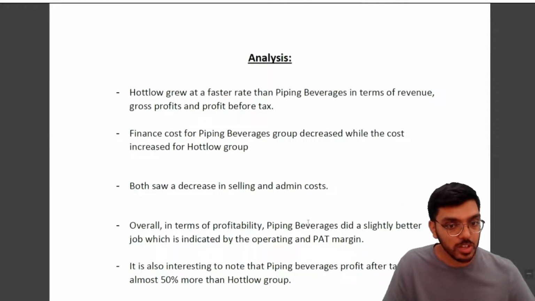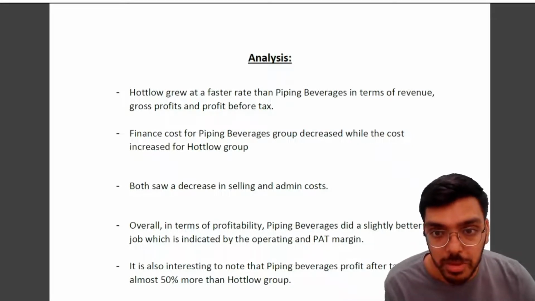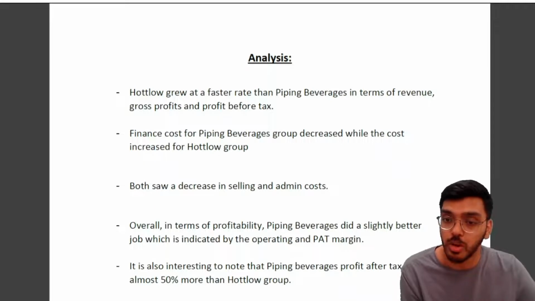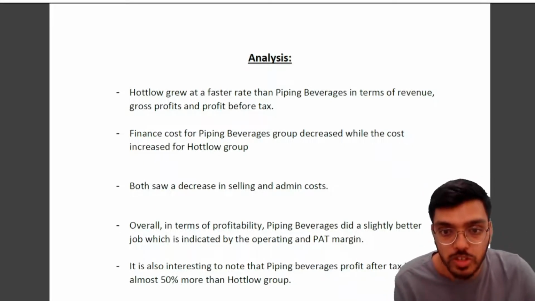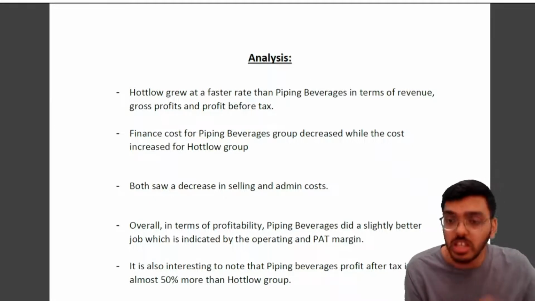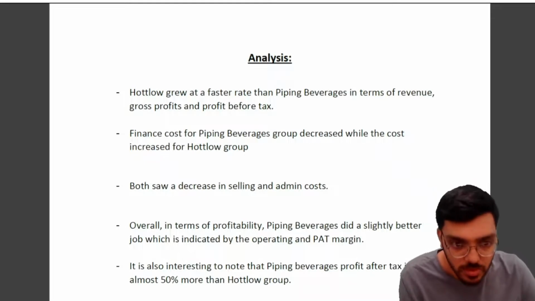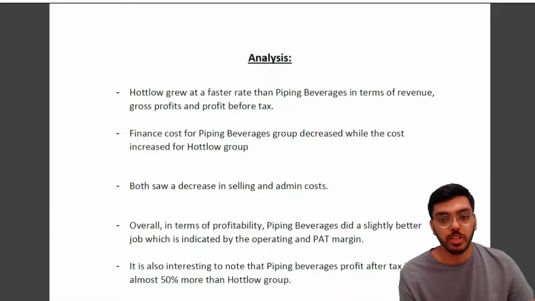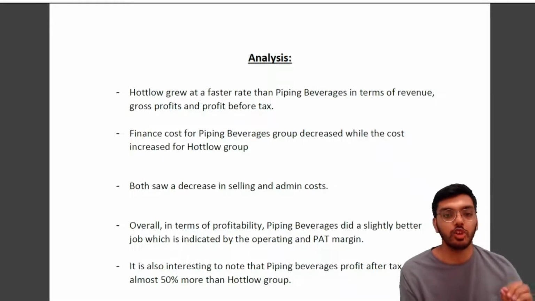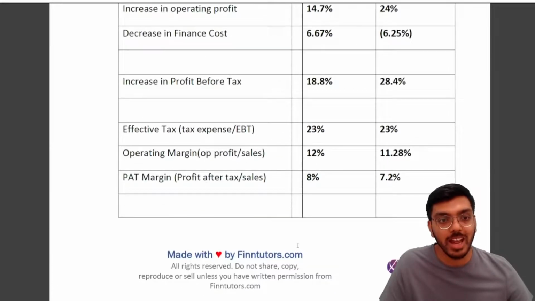So something for us to keep an eye out for. And the analysis says the same. Hotlo grew at a faster rate than Piping Beverages in terms of revenue, gross profit, and profit before tax. Finance cost for Piping Beverages group decreased, while the cost increased for Hotlo, which we saw. Both saw a decrease in selling and admin costs.